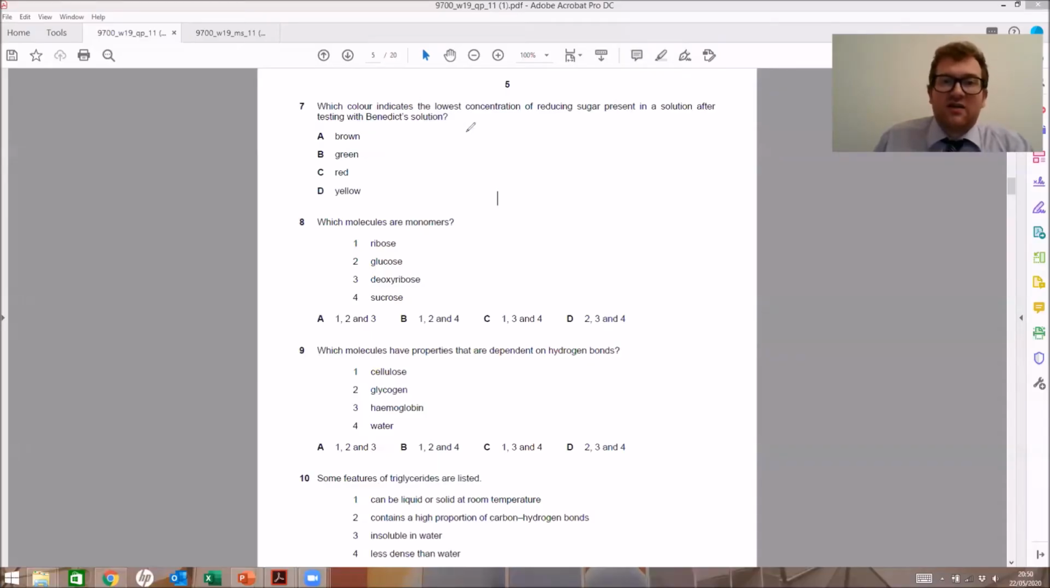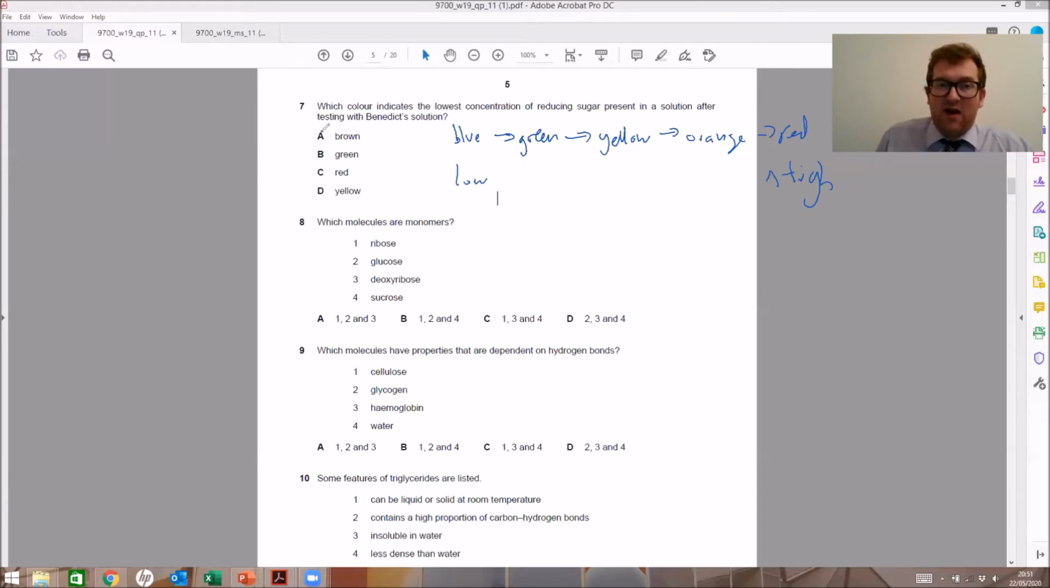Question 7, which color indicates the lowest concentration of reducing sugar present in a solution after testing with Benedict's? Well, this is an easy question you should know from GCSE. If you remember the various colors, blue is a negative result, followed by green, which is very little, followed by yellow, followed by orange, and then red. So this is your highest, and this would be your lowest. So that would be negative actually there.